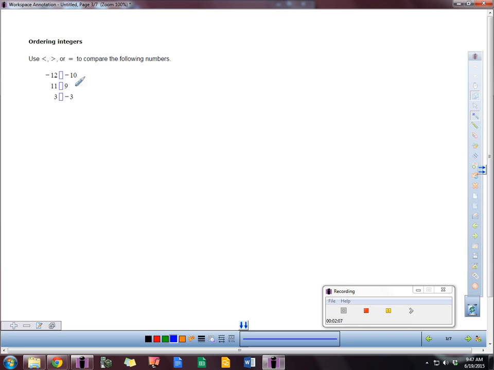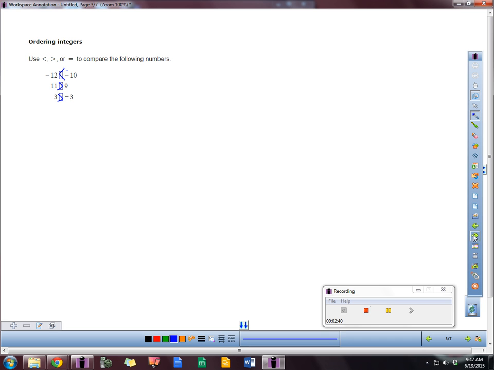Alright. It looks like we have some of the same numbers, and that's okay. Looks like it's a negative 12 and a negative 10, hopefully. You put a less than sign, and you're able to show that and able to read that as a less than sign. 11 and 9, that would be a greater than sign. 3 and negative 3, well, we know that all positive numbers are bigger than negative numbers.